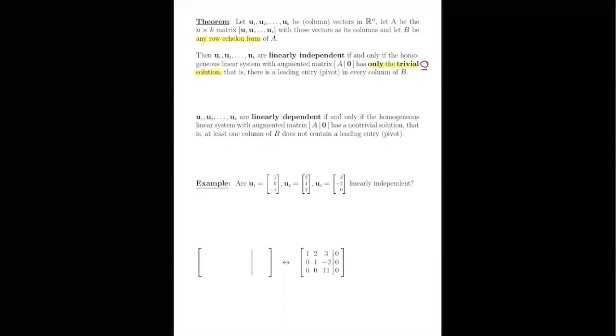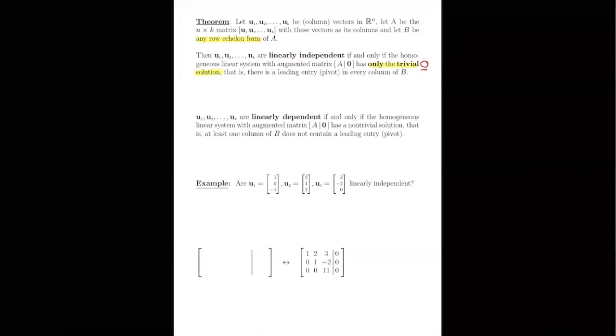And so what's new is that now we're going to check that there is a leading entry, or a pivot, in every column of B. So here we can just simply count leading entries and see if there's one in every single column of B. And if this happens, then these vectors are linearly independent.